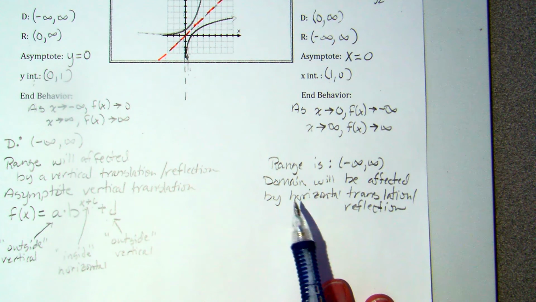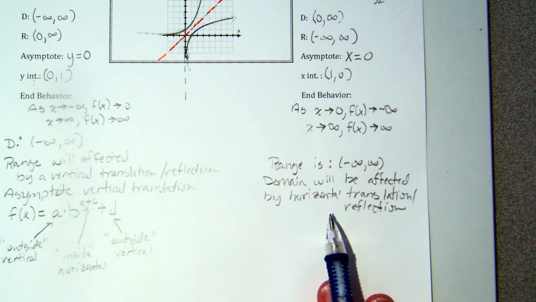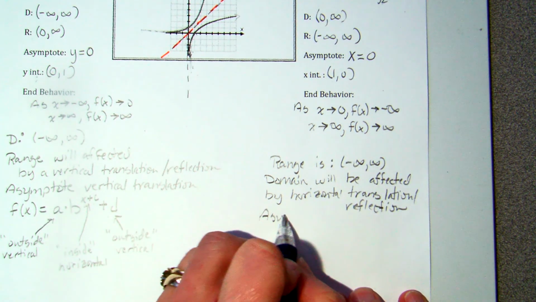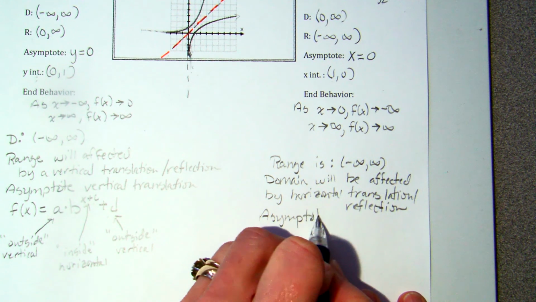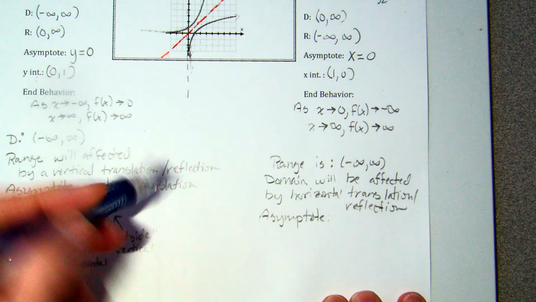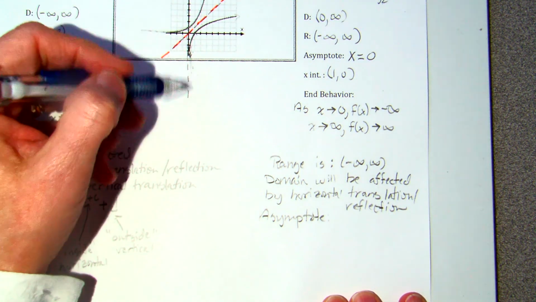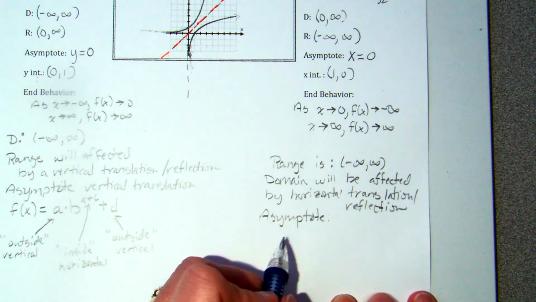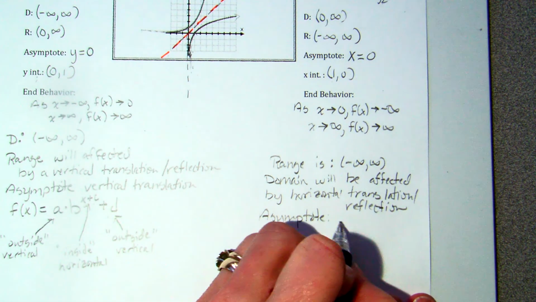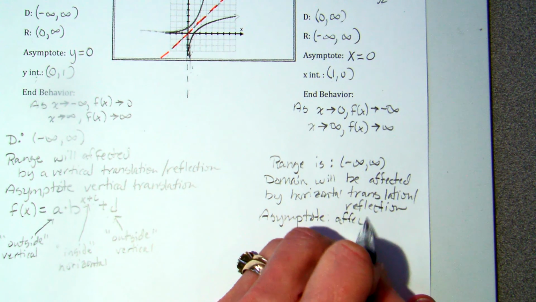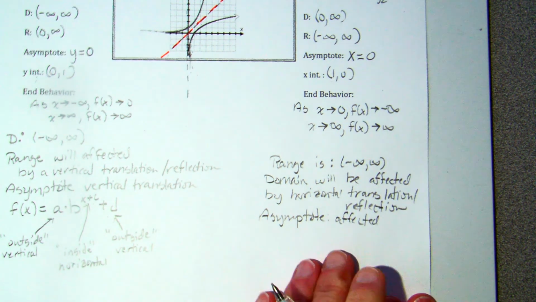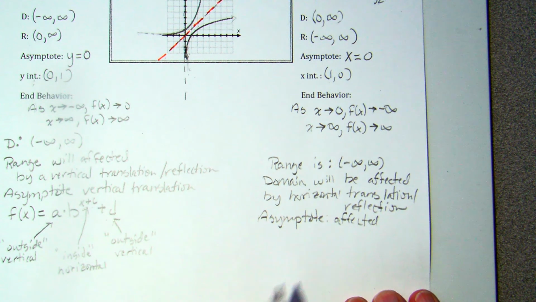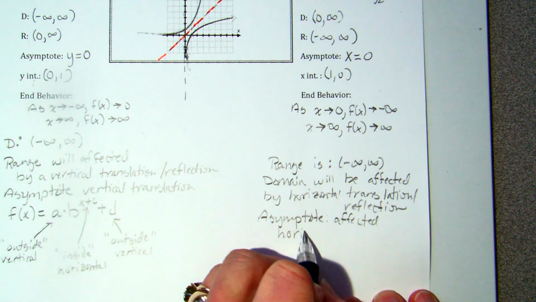So, domain will be affected by a horizontal translation or reflection. The asymptote here, not vertically. Remember, this vertical, doesn't matter how you move up or down. If I move left or right, the asymptote will be affected by a horizontal translation. And here I'm talking about a logarithmic function. So that vertical asymptote is going to be affected by a horizontal translation.